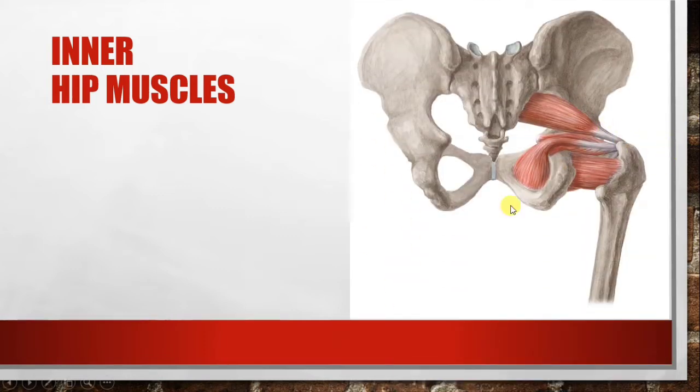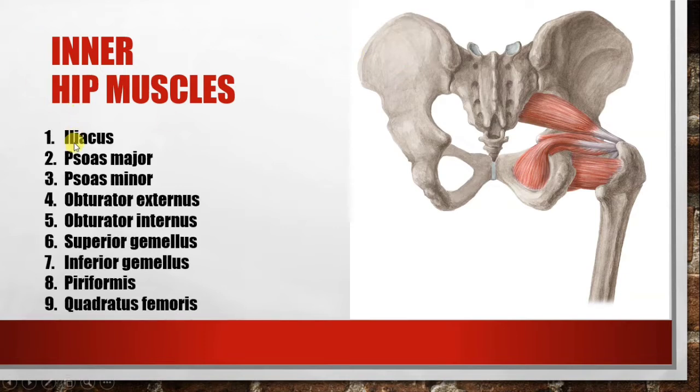So there are also small muscles that are present in the hip region apart from the gluteal region or gluteal muscles. So what are these? First of all, the iliacus, second psoas major, psoas minor, obturator externus, obturator internus, superior gemellus, inferior gemellus, piriformis, and quadratus femoris. Now the obturator internus and superior gemellus, as well as inferior gemellus, are also collectively called triceps coxae.